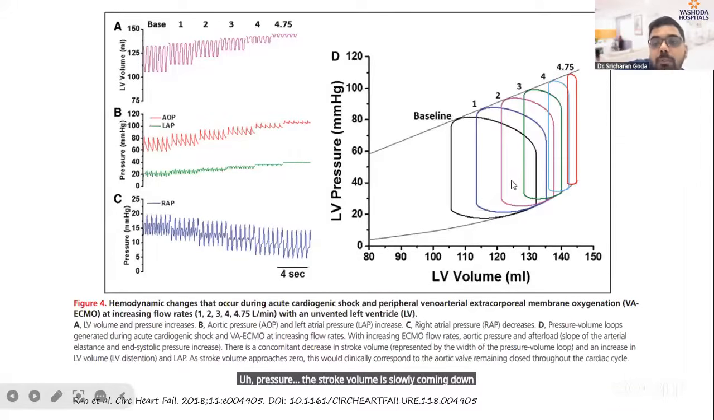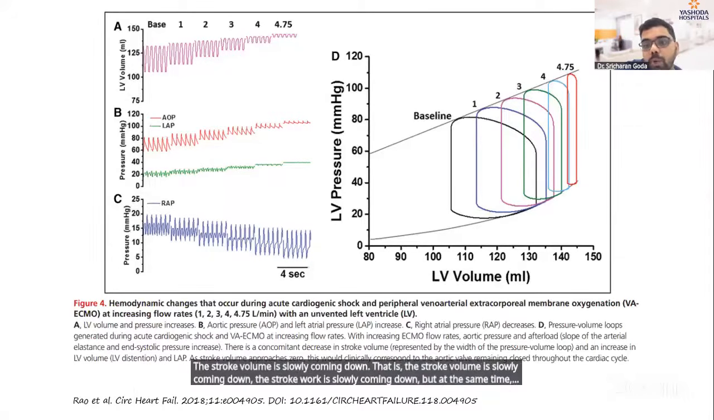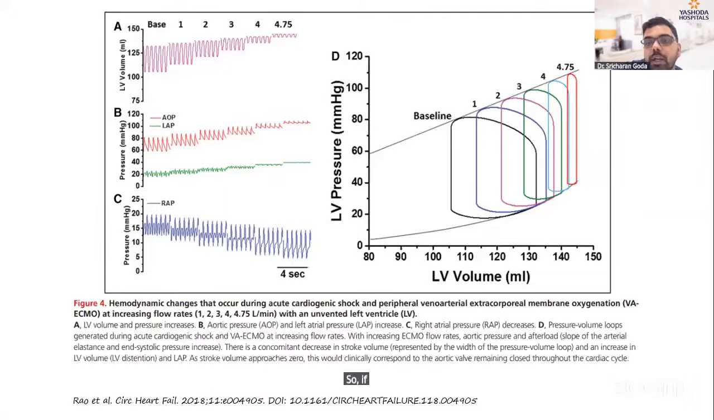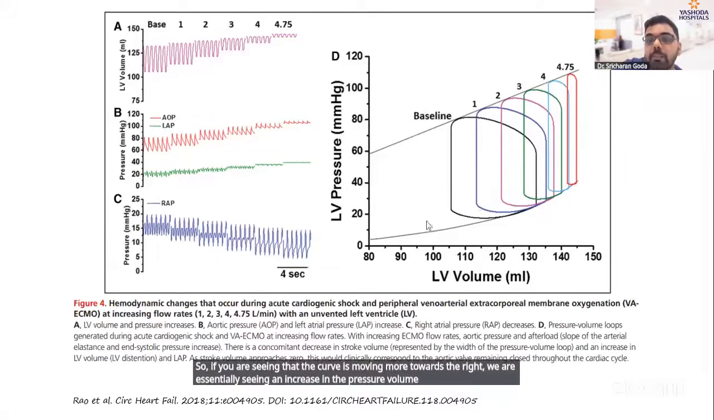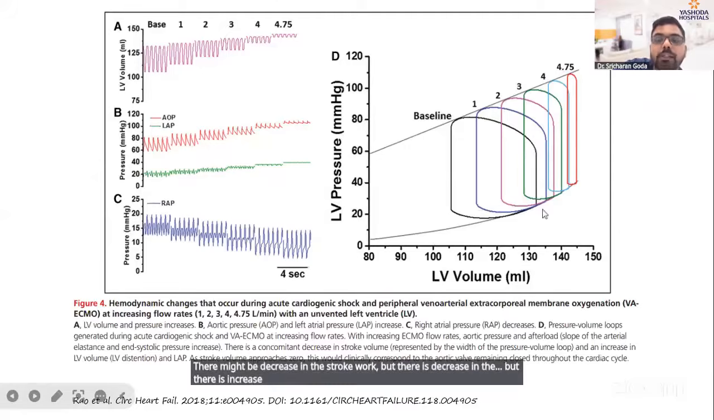The stroke work is slowly coming down, but at the same time the curve is moving more towards the right. If the curve is moving towards the right, we are essentially seeing an increase in the pressure volume area. There might be a decrease in the stroke work, but there is an increase in the PE, so it is causing a total increase in the PVA in this scenario.